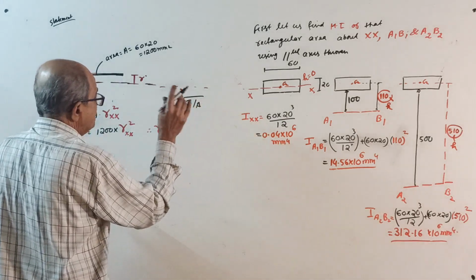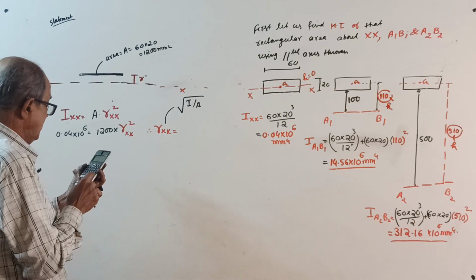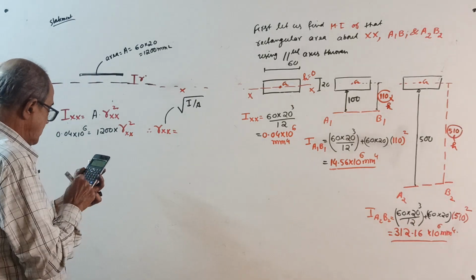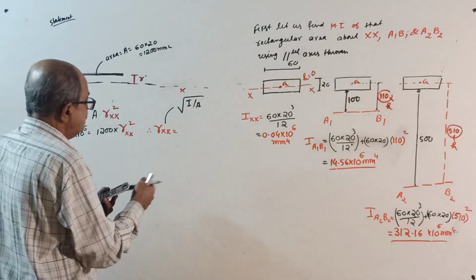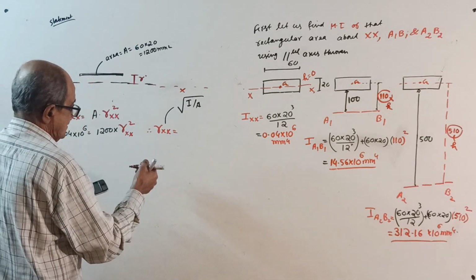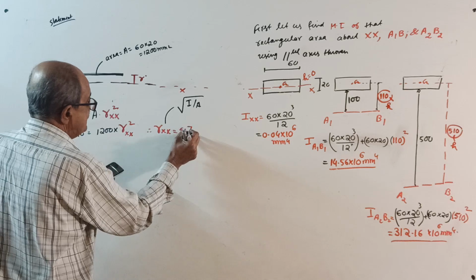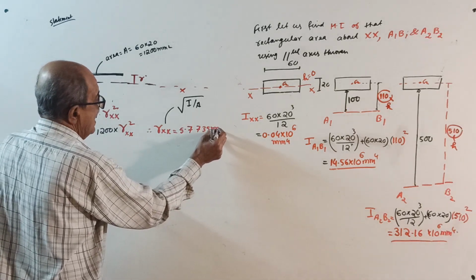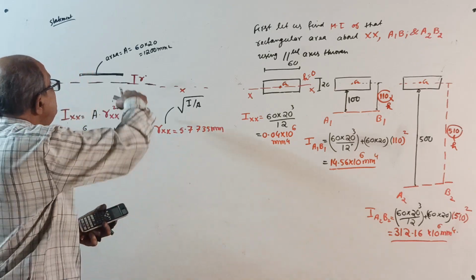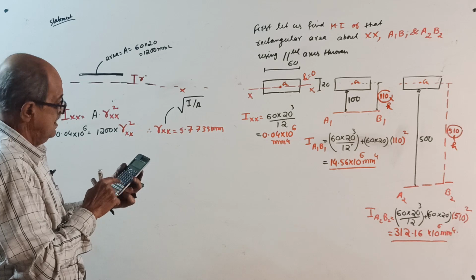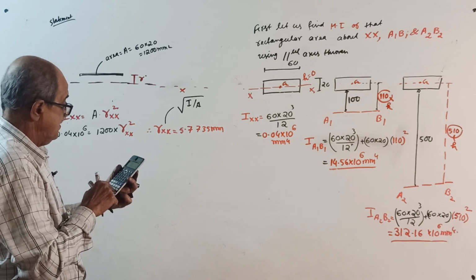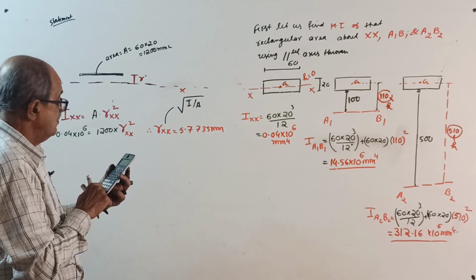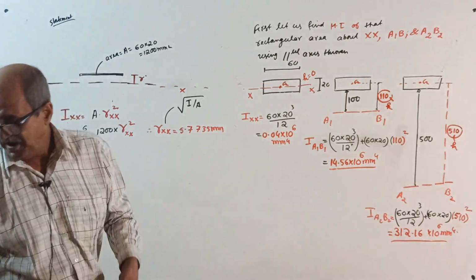Area is 1200, so the radius of gyration about xx equals the root of the answer, which is 5.7735 millimeter. Actually, I know the answer: it is the thickness divided by root 12, that is 20 divided by root 12. It is the same answer, 5.77.